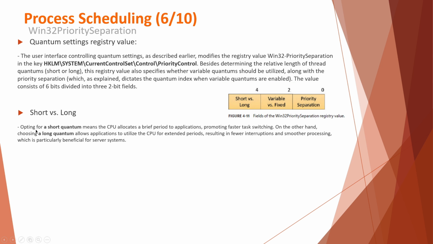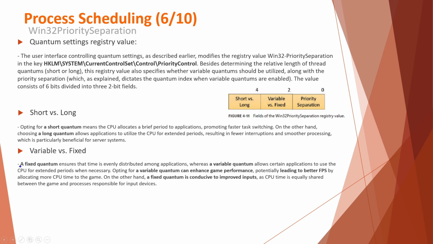Short versus long. Opting for a short quantum means the CPU allocates a brief period to applications, promoting faster task switching. On the other hand, choosing a long quantum allows applications to utilize the CPU for extended periods, resulting in fewer interruptions and smoother processing. So, with a short quantum, we have faster task switching. With a long quantum, we have fewer interruptions, and that means smoother processing, which is particularly beneficial for server systems.